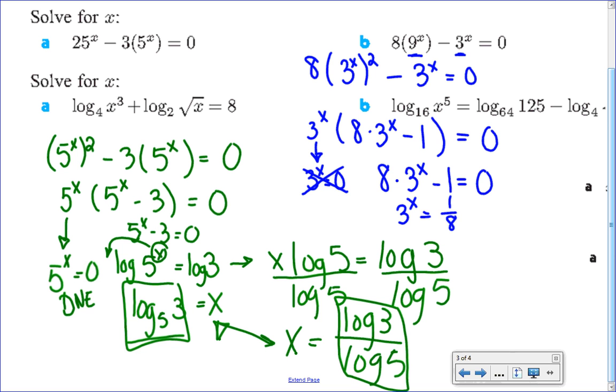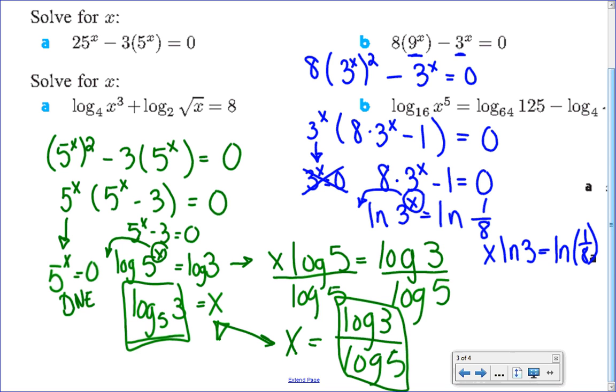And then we can either take the log of both sides, doesn't matter what our base is, we could use log, we could use natural log, or we can just simply rewrite this in logarithmic form. So whichever you prefer. I'll just show you if we take the natural log of both sides. Then we're going to bring down our variables, so we'll get x ln of 3 equals ln of 1/8. Be careful to keep 1/8 in brackets when you do this. Divide both sides by ln of 3. And so x equals ln of 1/8 over ln of 3.